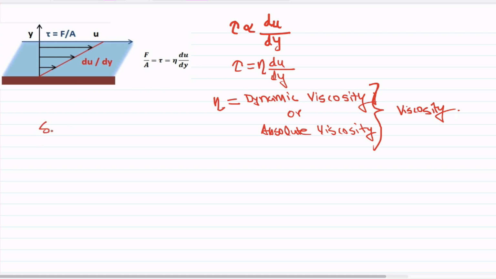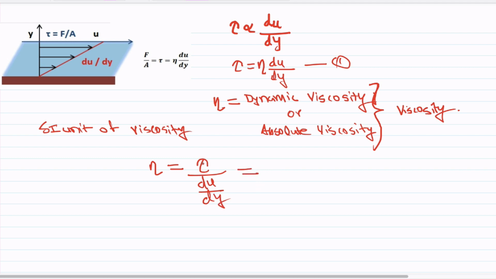Now we can derive the SI unit of viscosity. The SI unit of viscosity can be derived from Newton's equation, and from this equation number 1 I can write the viscosity eta, or the dynamic viscosity eta, is equal to the shear stress tau by the shear strain du by dy. Here the unit of shear stress in SI is pascals, divided by the unit of du by dy. Here u is the velocity of flow, the unit of velocity is meter per second, divided by dy, which is the distance, that is simply meter, and we will get pascals divided by 1 by second, that is pascal second.